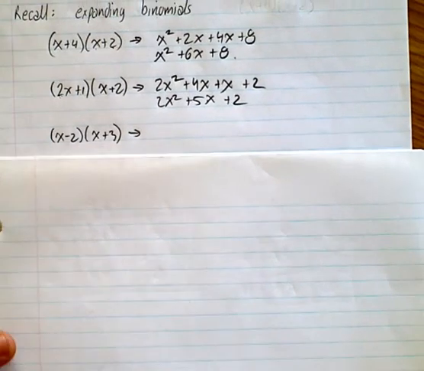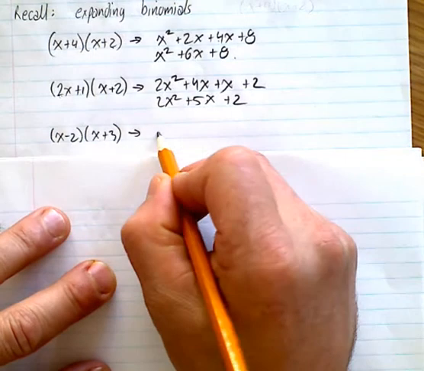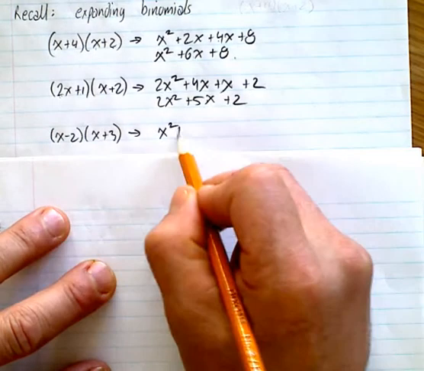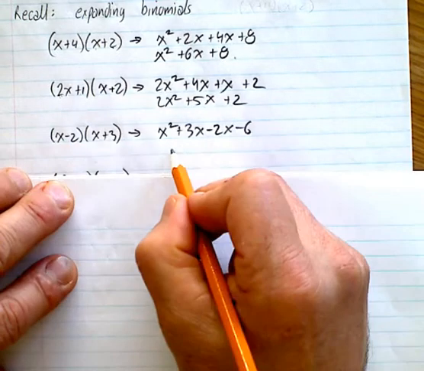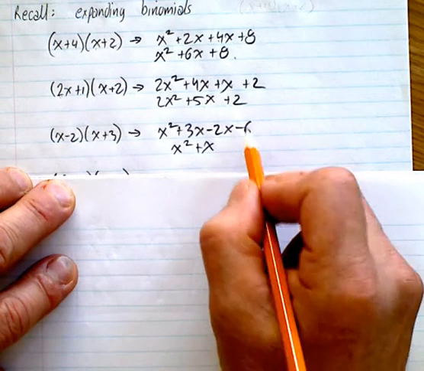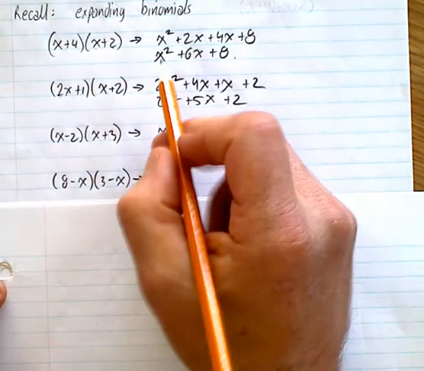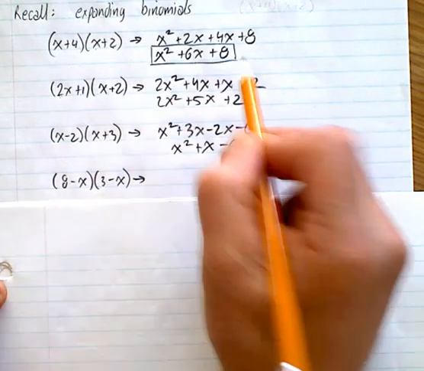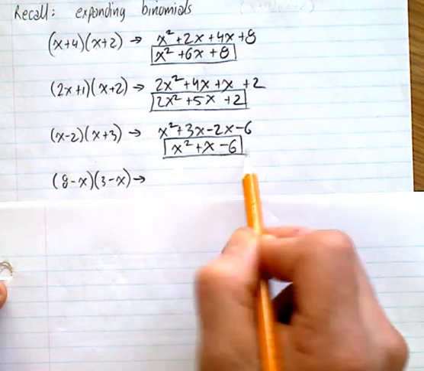Let's have a look at another one here. This is a little bit different because there's a negative involved. X squared plus 3x minus 2x minus 6. We have x squared, group that together, plus x, and then minus 6 at the end. So what I'm hoping that you're going to be seeing at some point here relatively quick is a pattern that's emerging.